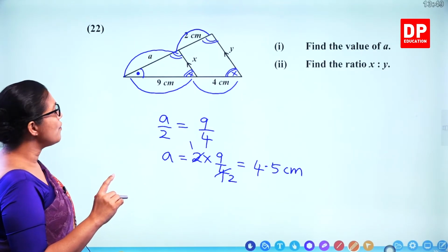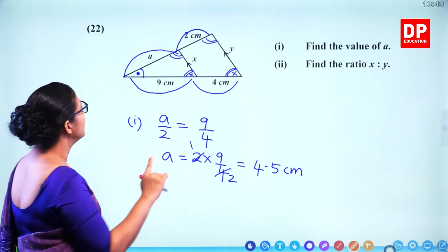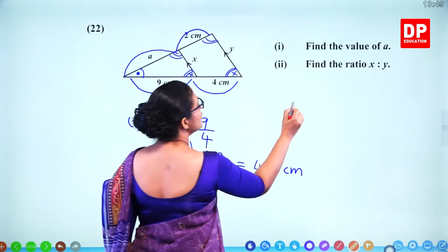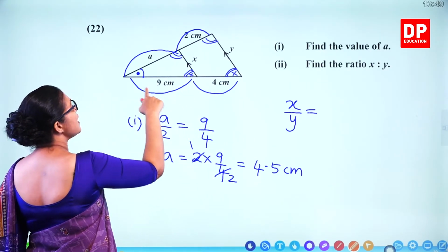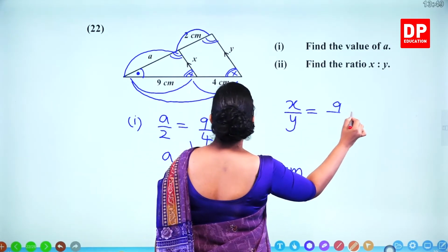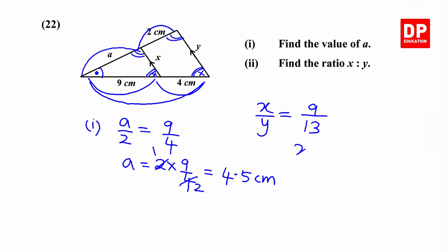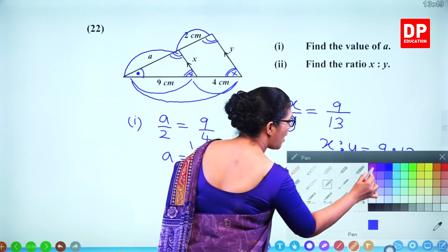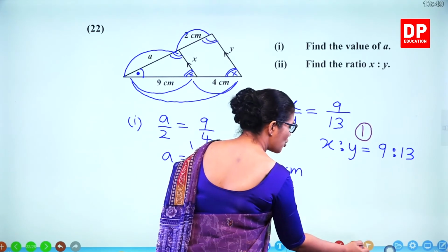Then you are asked to find out the ratio. What's the ratio? X to Y. Smaller to bigger. So smaller to bigger is equal to, we'll take this one, smaller to bigger one. So 9 plus 4, 13. So X to Y means X over Y. So the ratio X to Y is 9 to 13. So you get 2 marks. 1 mark for finding A, 1 mark for the ratio.